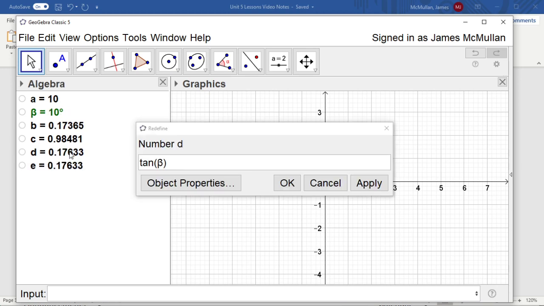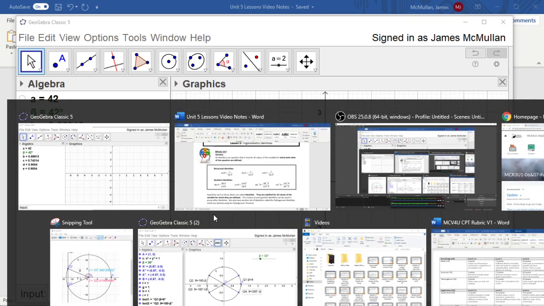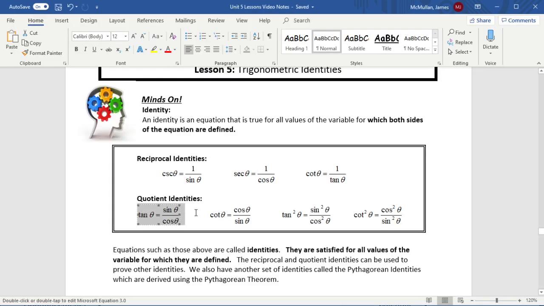Notice that in every case, the tan of beta and the sine over the cos of beta are the same. This is the first example of a trigonometric identity, where wherever you see tan, you could replace it with sine over cos.